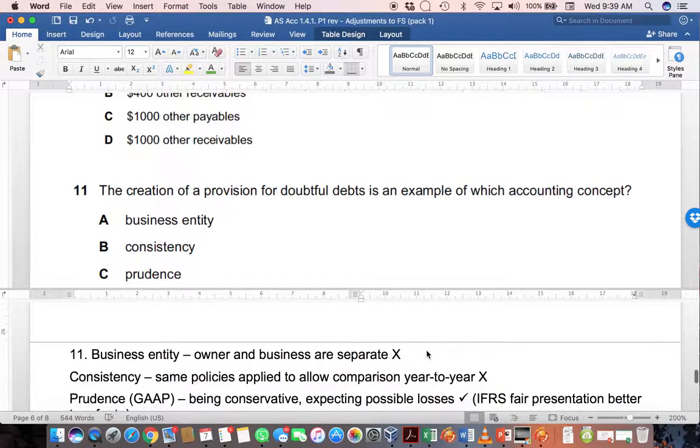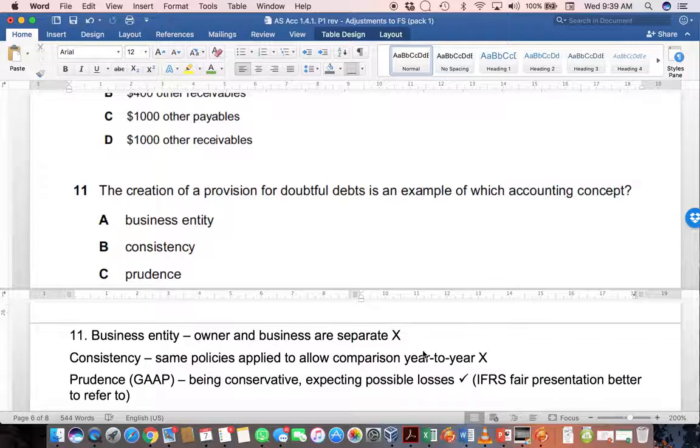Number C, prudence. Yes, prudence is an option. Remember that prudence is an old GAAP concept that refers to being conservative. In other words, you will record possible losses that may occur, but you wouldn't record possible profits. However, these days we do prefer to refer to IFRS. It certainly is, the fair presentation is a better concept to quote. But if prudence is given to you as an option, as it is in this case, that will certainly be the one that you will choose.